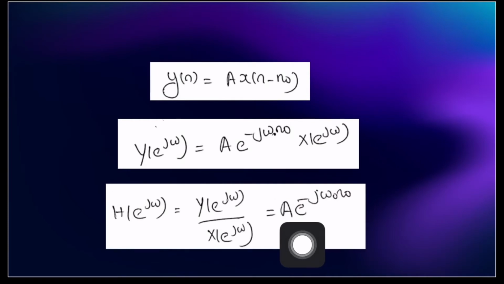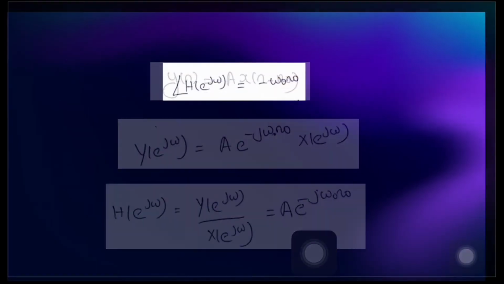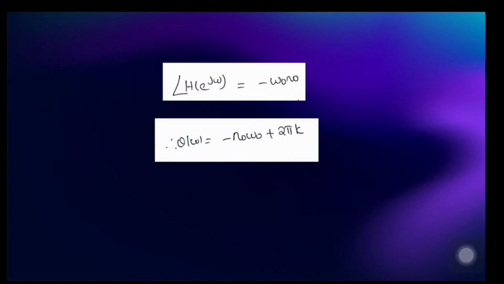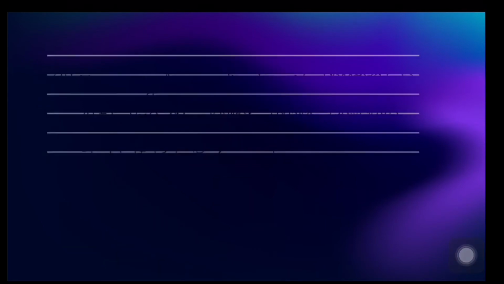Now we have to focus on its angle. From this expression, we can write the angle of H of e raised to j omega is equal to minus omega n0. In fact, the phase angle of an LTI system is periodic with period 2 pi. Correspondingly, the general form of the angle of H of e raised to j omega, that is theta of omega, can be written as minus n0 omega 0 plus 2 pi k. Thus, our answer is option B. Got it? Let me now take you to the next question.